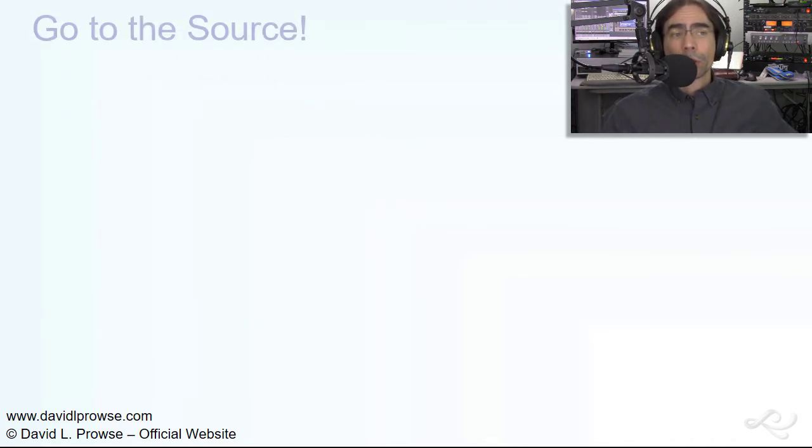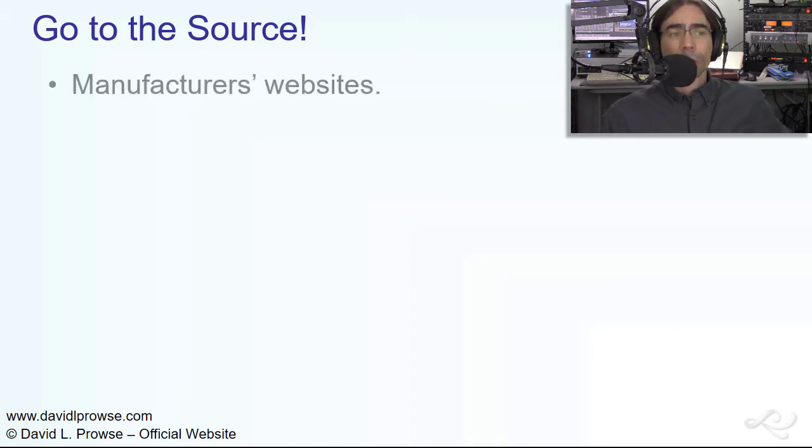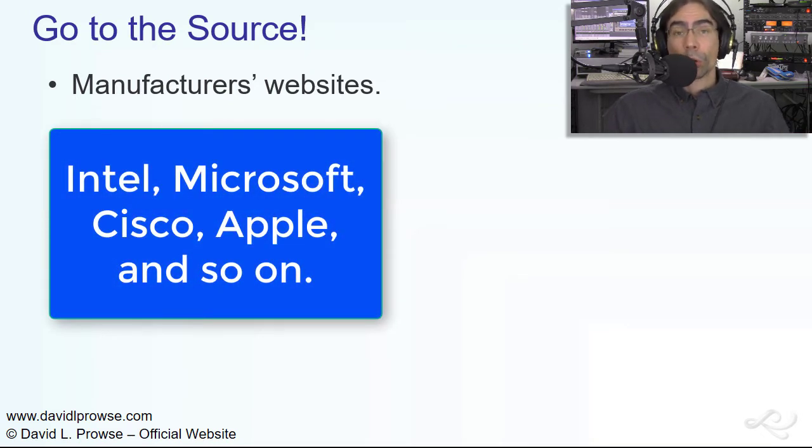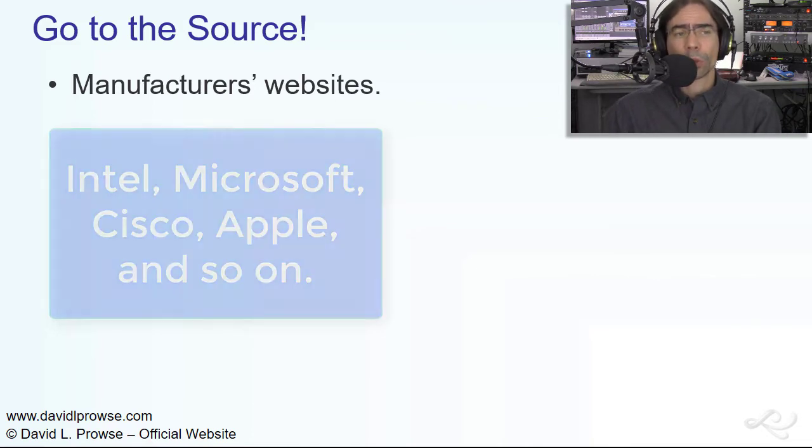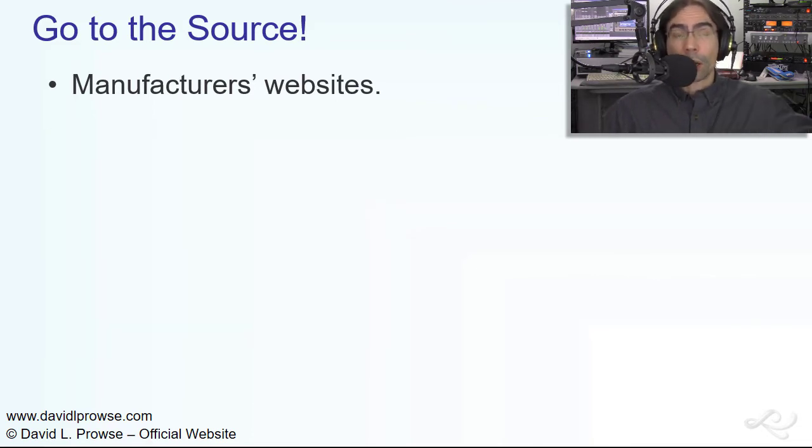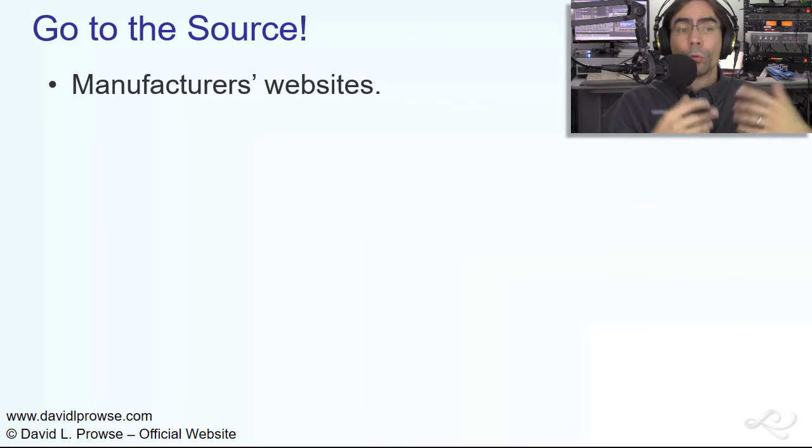So moving on to number 2, go to the source. You want to go to manufacturers' websites. For example, Intel or Asus or Cisco or Microsoft or Apple or whatever. Always go to the source. Don't guess. Don't go to just wherever. You shouldn't want to do Google searching first. You should want to go to the source. Who built the device, the manufacturer, who wrote the software. Go there first to get your information.